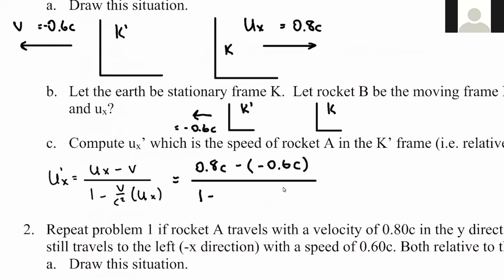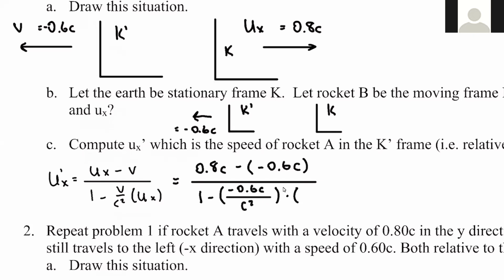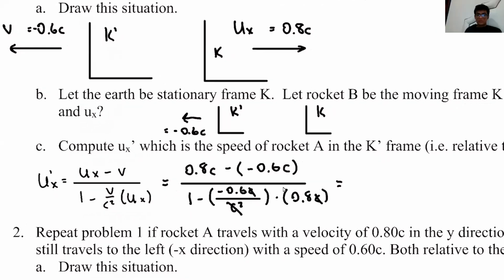1 minus 0.58 c. I'm just going to write c squared. Yep, well, the c's will cancel for you then. 0.8 c. And then the two c's cancel the c squared, right? So 0.58 c.